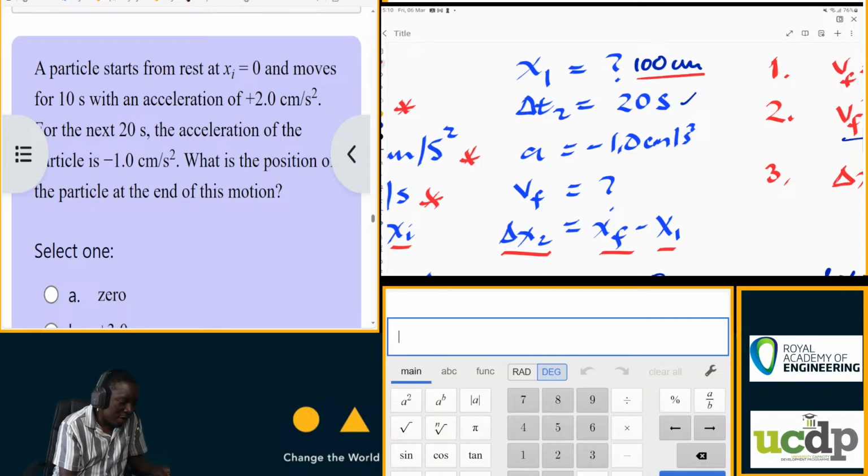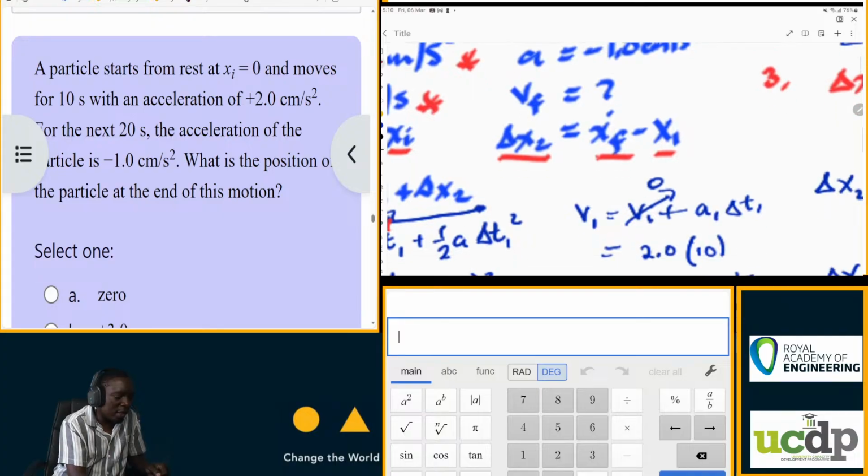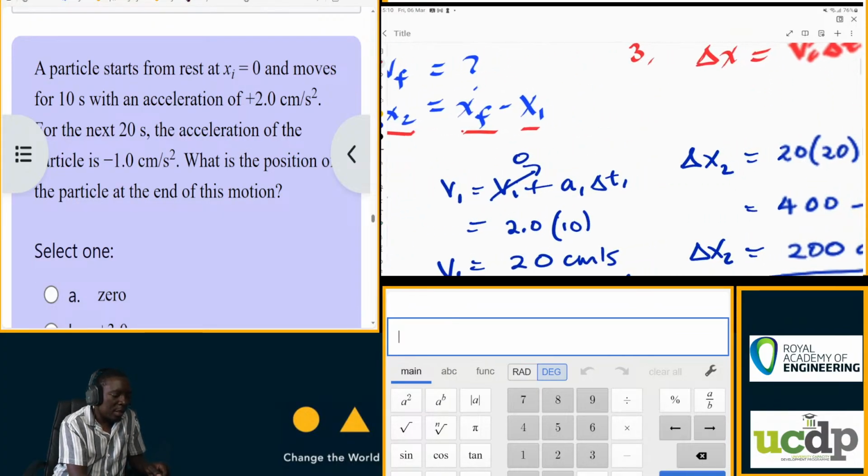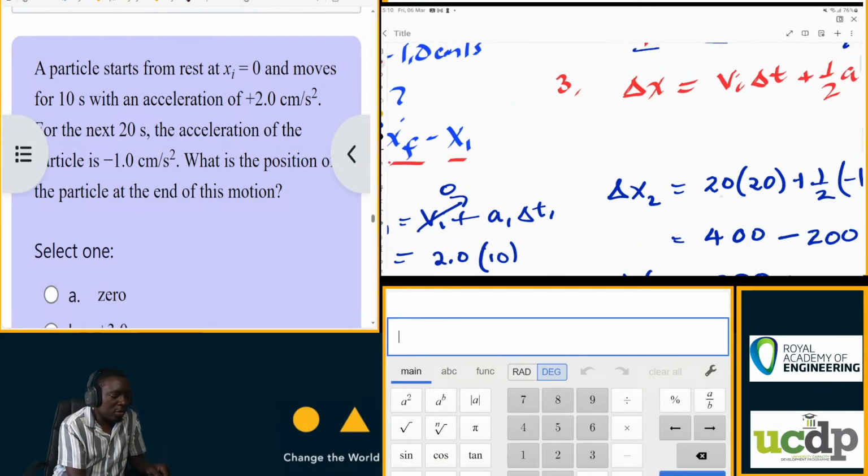We don't know what the final velocity is, it's not given, but we know that this displacement, when it's decelerating, is delta x2, and it will be equivalent to the final position xf minus x1, which is minus 100 centimeters. So what is that final position? For us to find it, we do the same thing. Delta x2 is equal to the initial velocity, which we have found.